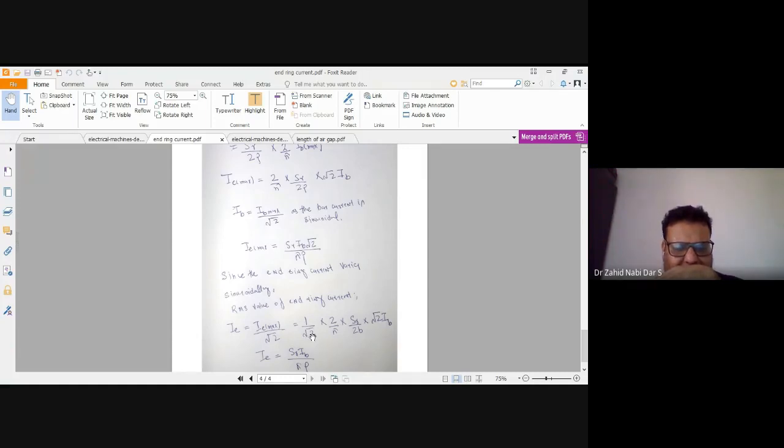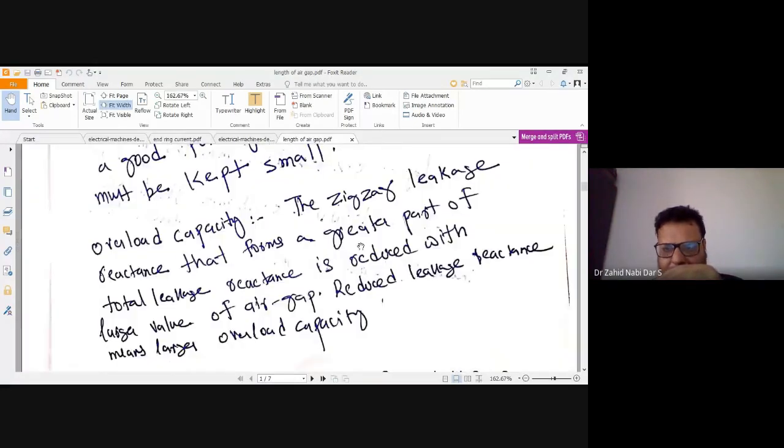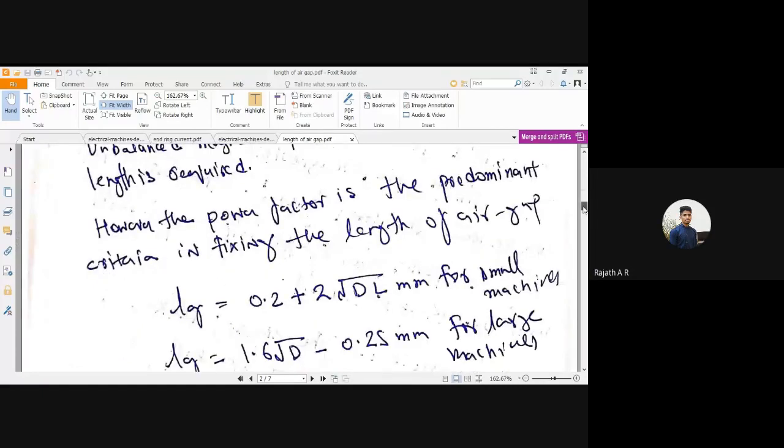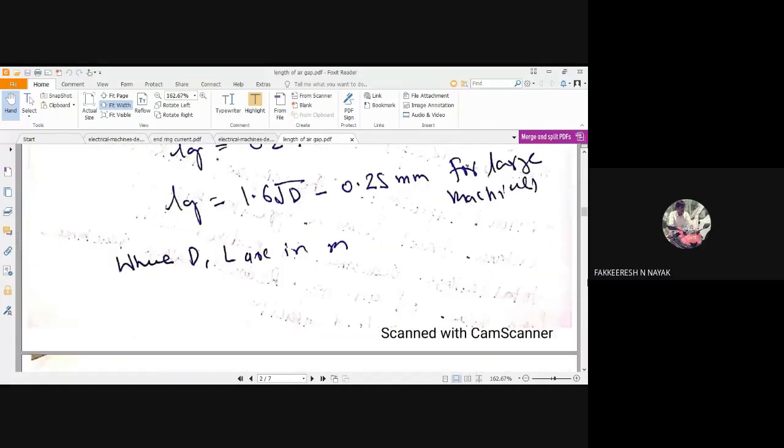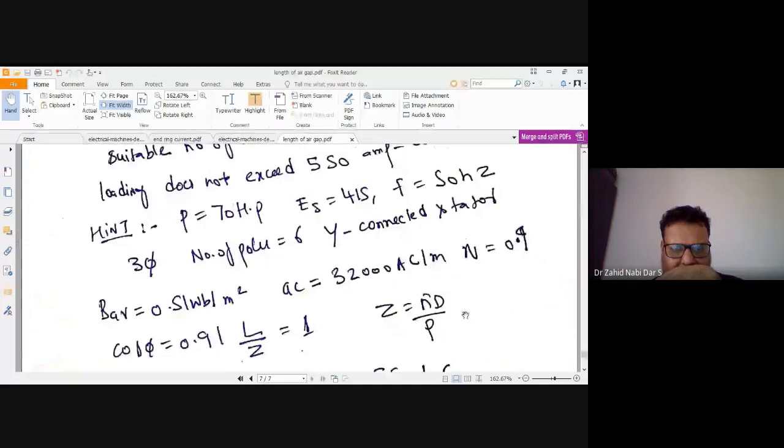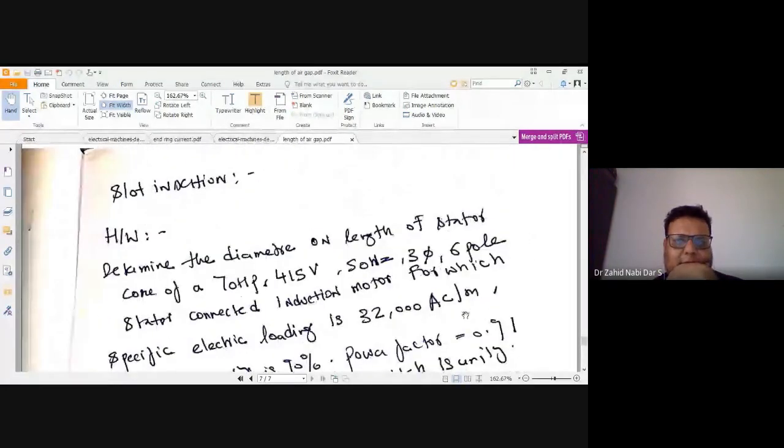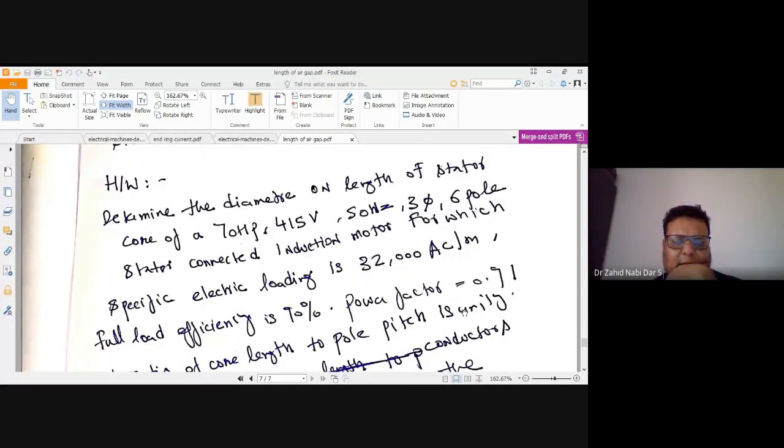So yesterday one problem I had given you. So that problem we will discuss a bit. So yesterday's problem, length of air gap. So how many of you have done? Done, sir. So this was: determine the diameter. Can you share your screen with me, please? Who has done and who's confident? And tell your name so that we'll check.